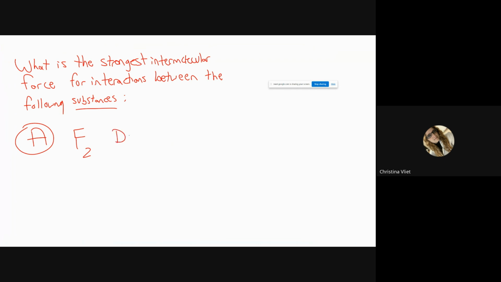And on a multiple choice, this is easy to put as multiple choice because I could literally say your choices are A, dispersion, B, dipole, C, hydrogen bond, and D, for the heck of it, ion dipole. And it's like, no, it's dispersion. Do you get where I'm going with this? All right.